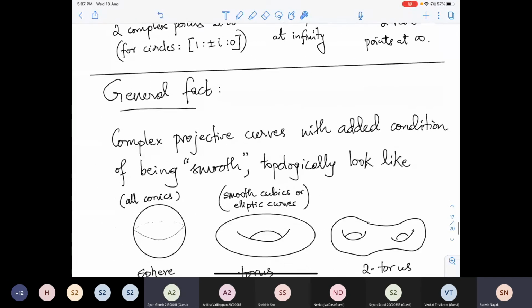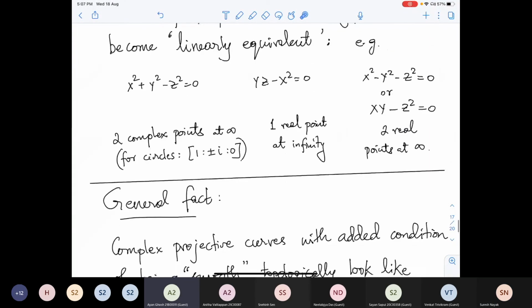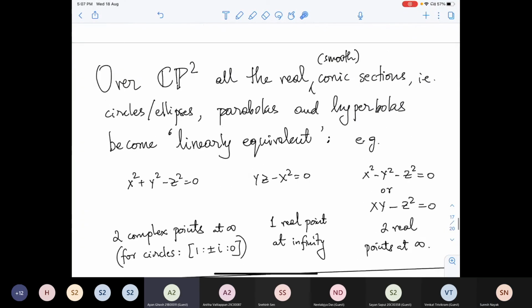Yes? For the circle, the 2 points, that is 1, plus minus i, 0, that are the 2 points at infinity, are you saying that it accounts for the 2 missing points? Like it should be 4 according to Bezout's Theorem.